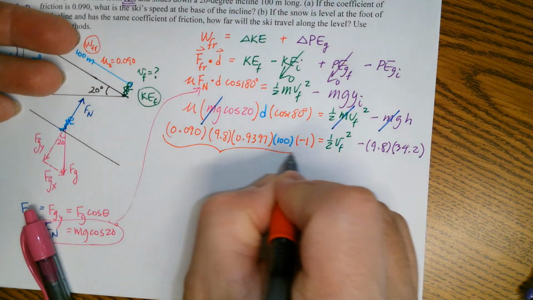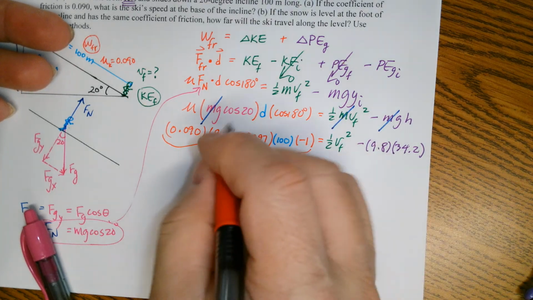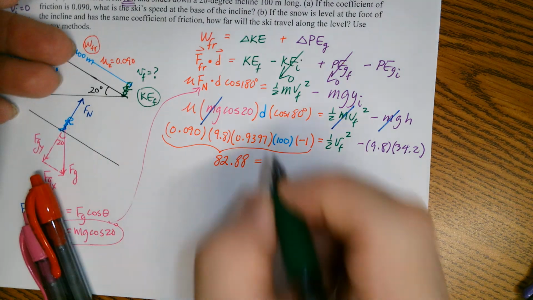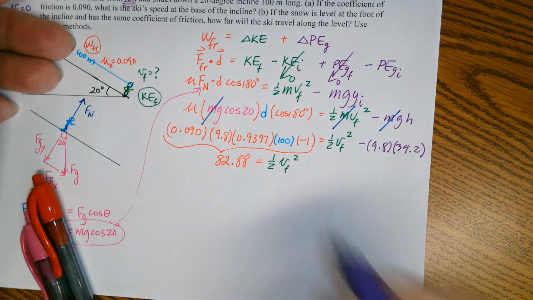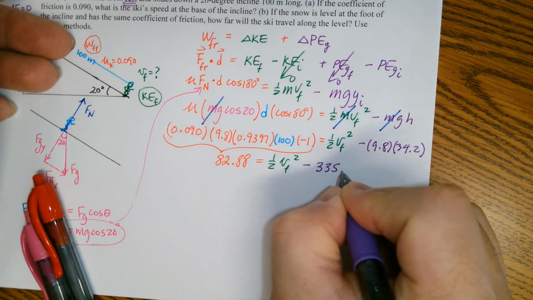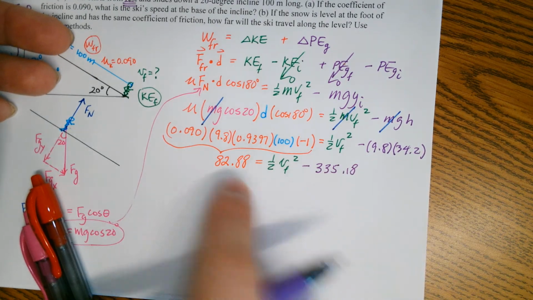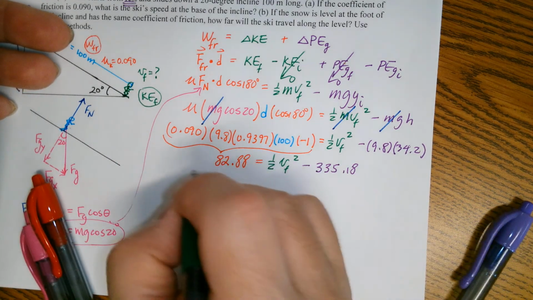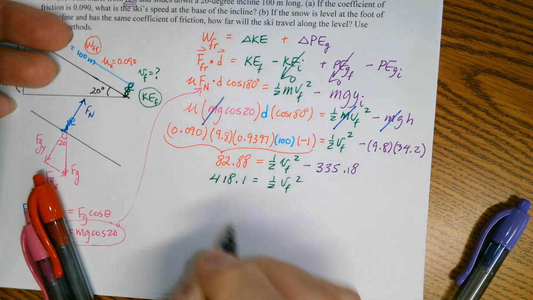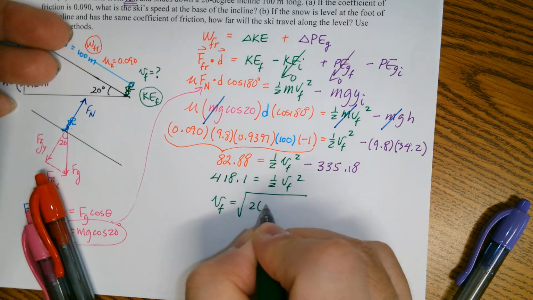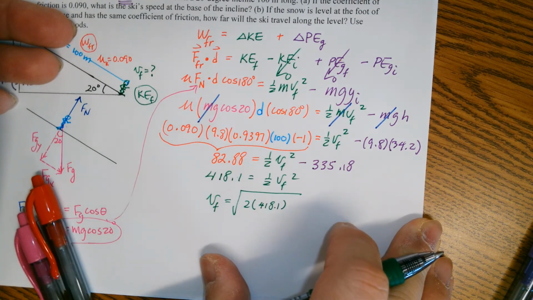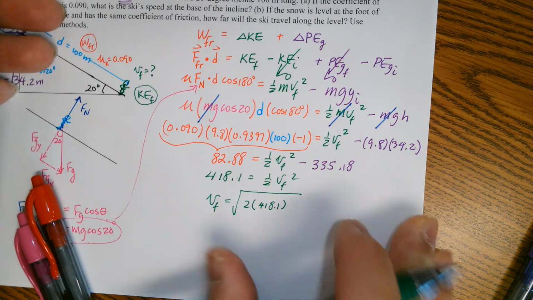So this whole mess right here, if you work it out, I think you'll get something like 82.88. Check my math. See if I'm okay with that. Is equal to 1 half VF squared minus this mess right here comes out to negative 335.18. So if I bring this to the other side, I'm going to get 418.1 is equal to 1 half VF squared. So my VF is equal to square root of 2 times 418.1. Yeah? You're right. It should be negative. That should be negative.